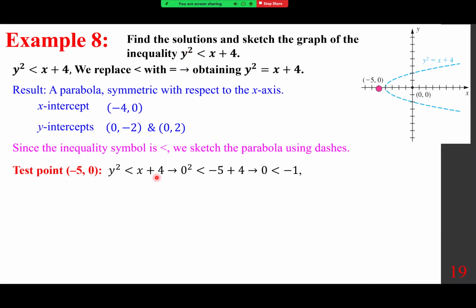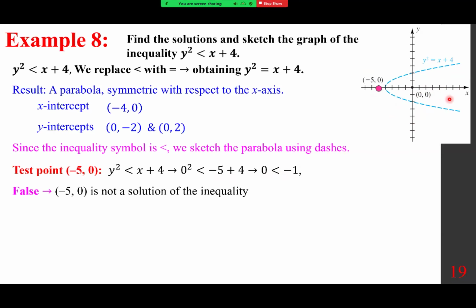So y squared is less than x plus 4, 0 squared is less than -5 plus 4, 0 is less than -1. Clearly, this is a false statement. And -5, 0 is not a solution of the inequality. If the point which is outside it is not a solution, the opposite side, the inside, is a solution.